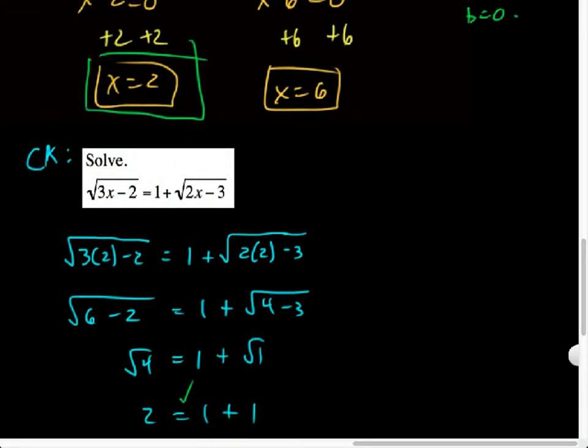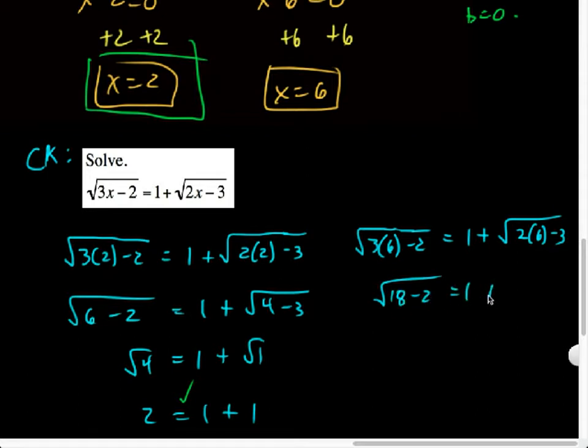Let's try the same thing with x equals 6. So square root of 3 times 6 minus 2, is that equal to 1 plus the square root of 2 times 6 minus 3? So that's square root of 18 minus 2, is that equal to 1 plus the square root of 12 minus 3? Square root of 16, is that equal to 1 plus the square root of 9? Is 4 equal to 1 plus 3? Yes!